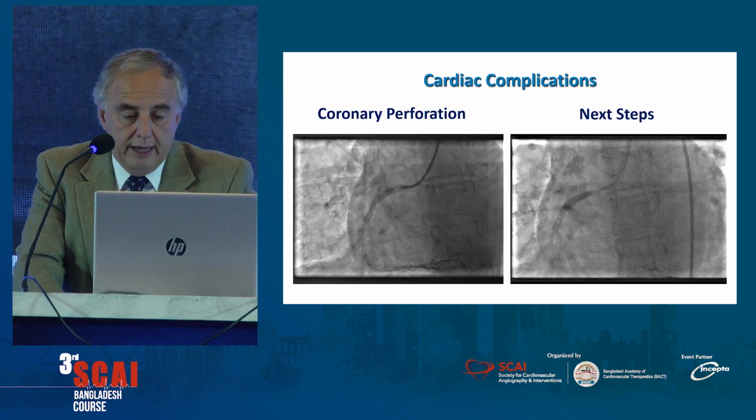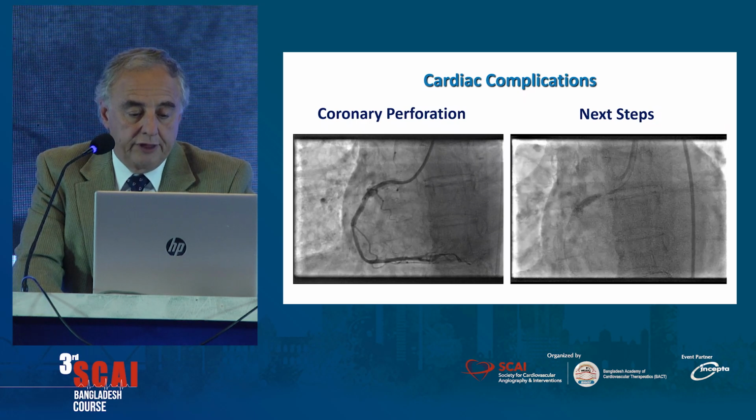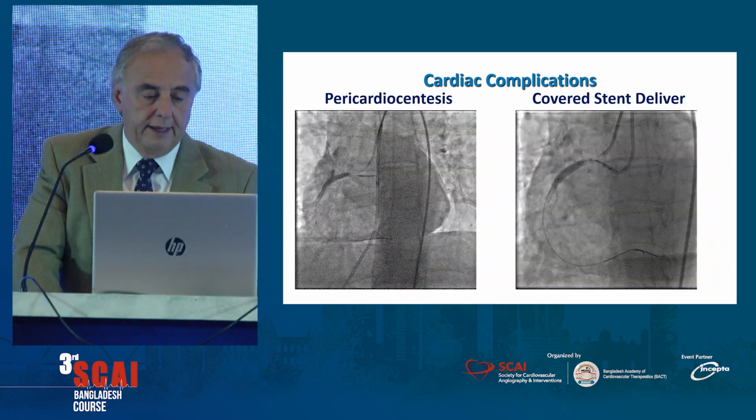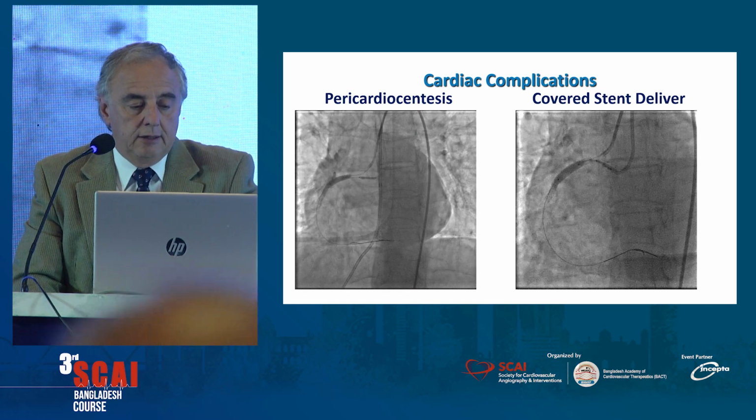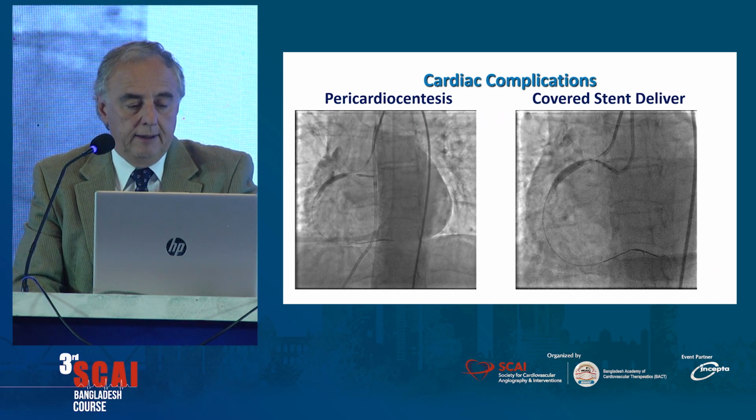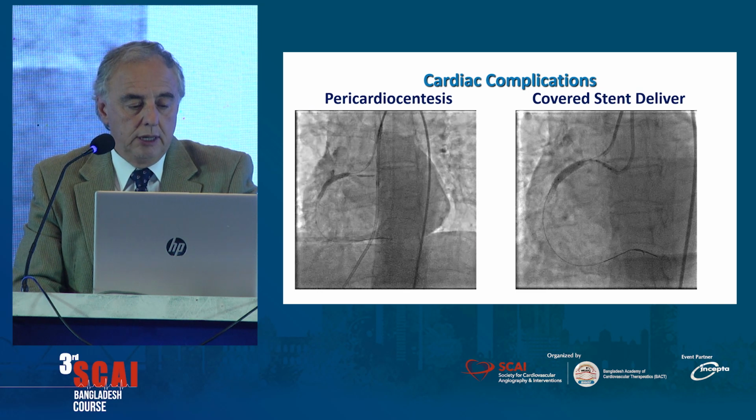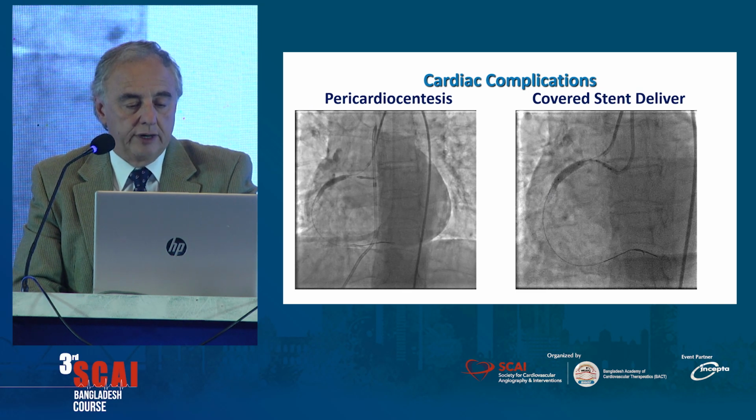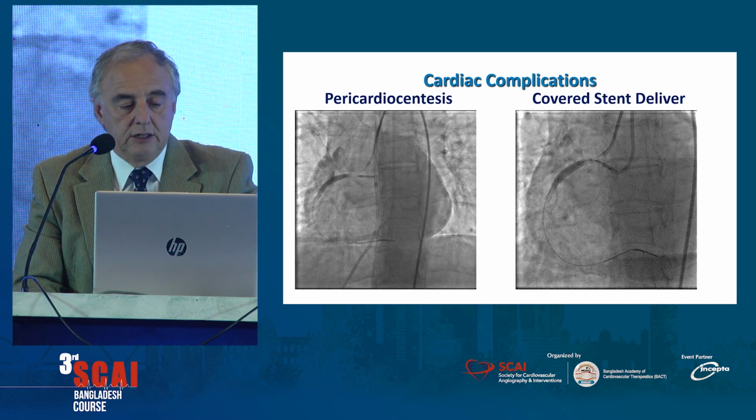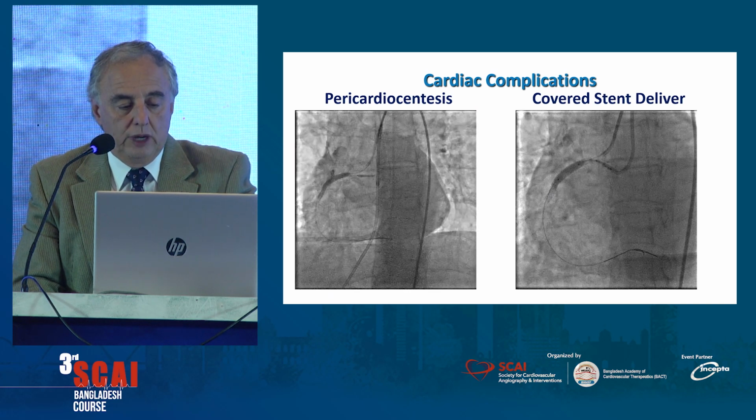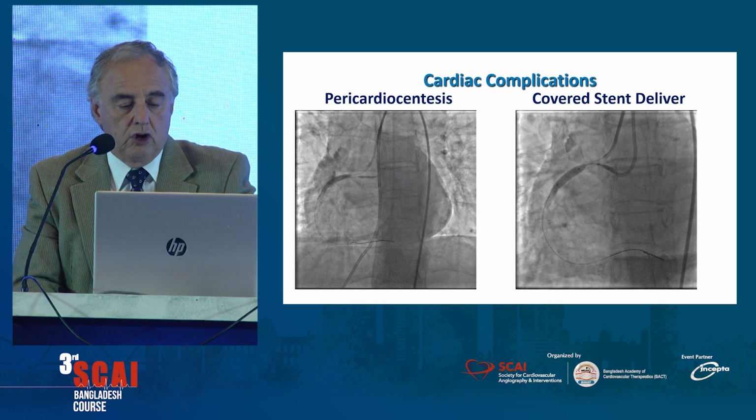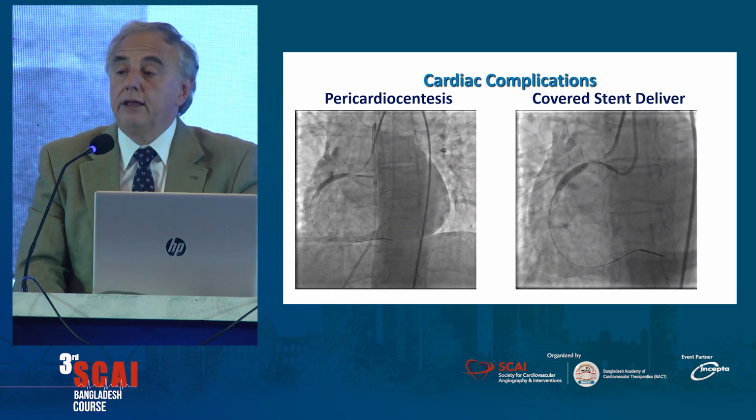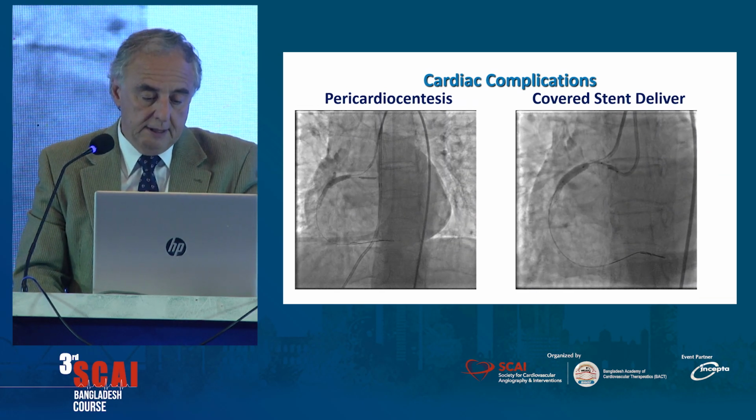So you get another access, you get another guiding catheter, and then with the other guiding catheter, you do a switch of the balloon. So you remove your balloon and you put the cover stent. In this case, the patient was having a significant hemodynamic involvement, so we needed to do a pericardiocentesis, and then we put the cover stent. So it looks like this is it, but it is not.